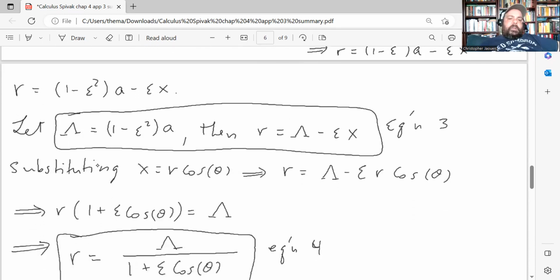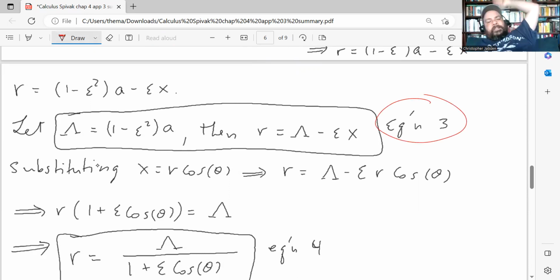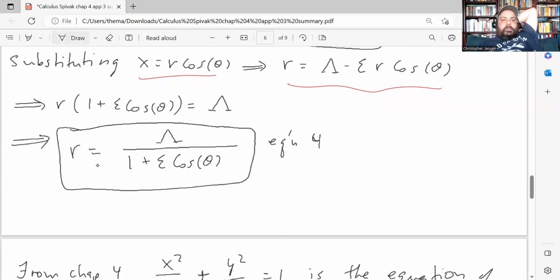And we can just call that number (1 minus ε squared)a, where he calls it capital lambda, so that's what I'm calling it. Then r is lambda minus εx, so he calls that equation 3 because he refers back to it in this section and also in the exercise set that we'll do in the next video. And then just substituting x equals r cosine theta in for x, we get this, and that allows us to solve for r in terms of lambda, epsilon, and theta. So this is equation 4. Again, he's giving it a name because we'll refer back to it later on.